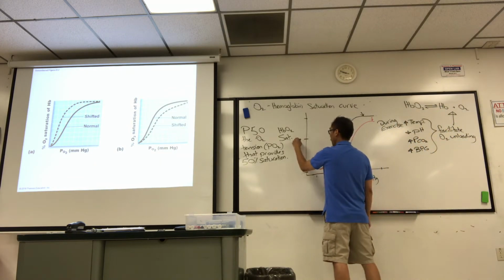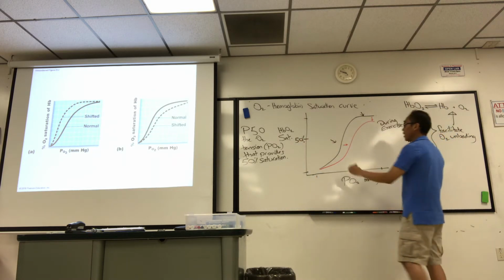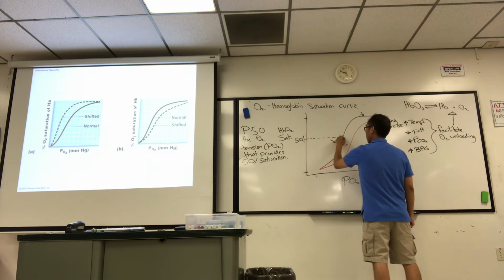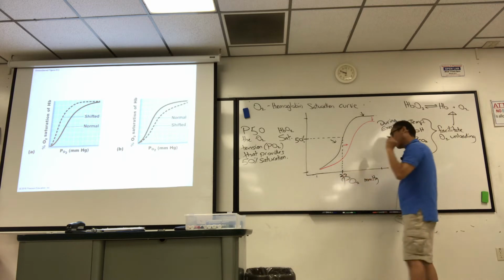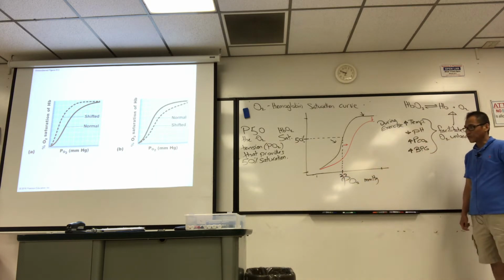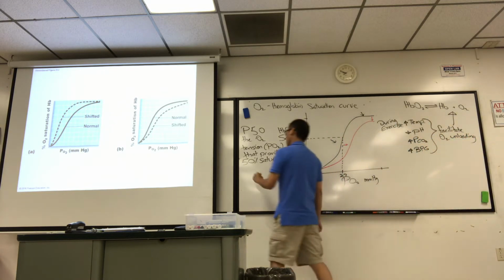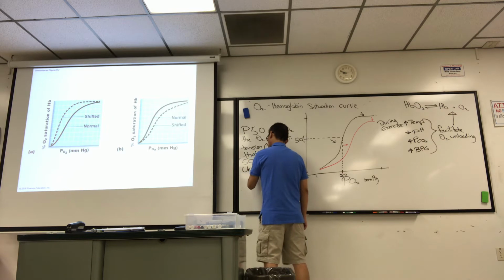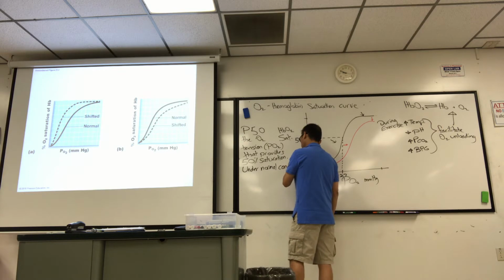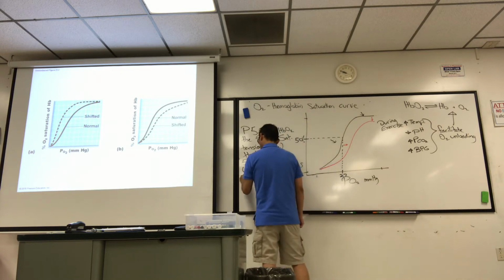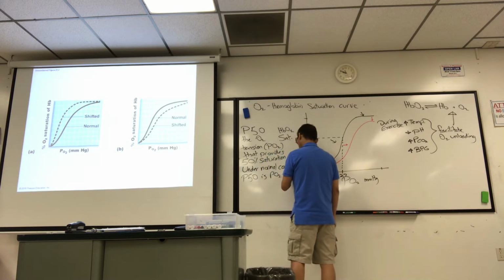So let's just add it. Here's 50% saturation on our graph. And so the value is 27. Under normal conditions, P50 is 27 millimeters of mercury, PO2. Under normal conditions of rest, like you are now, P50 is a PO2 of 27.